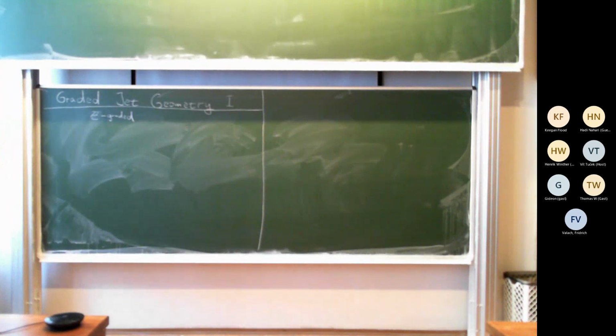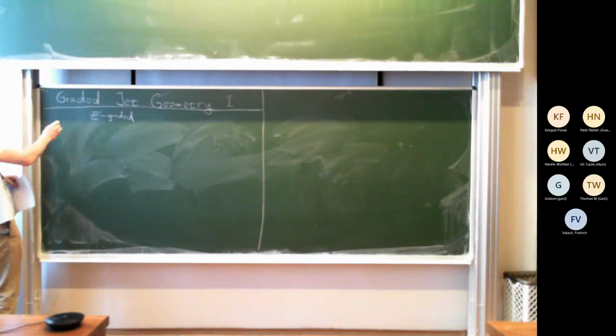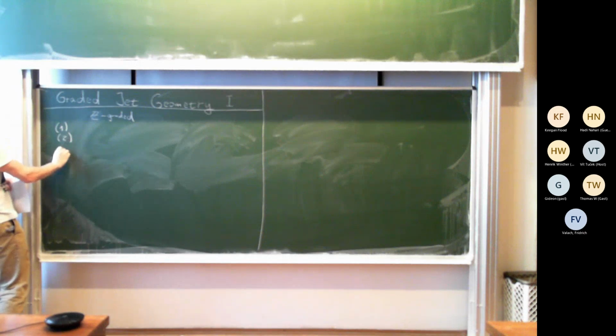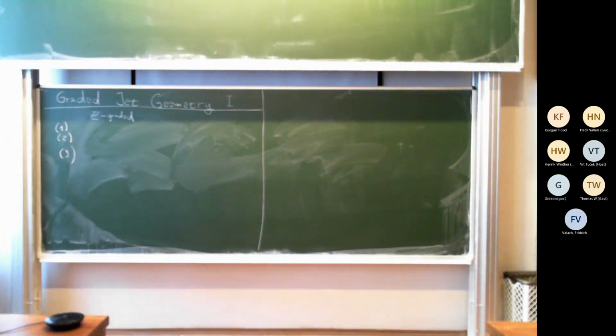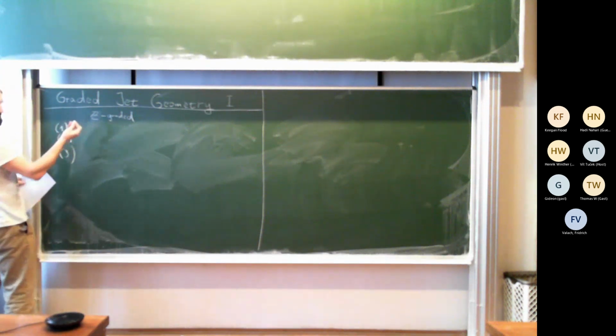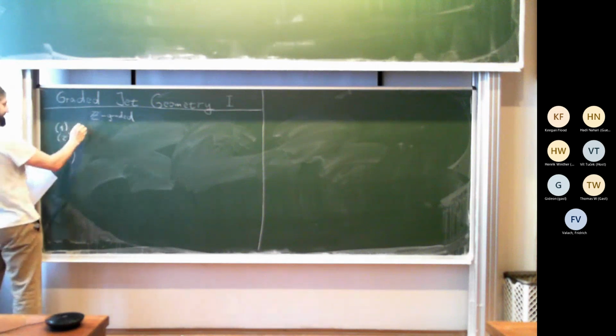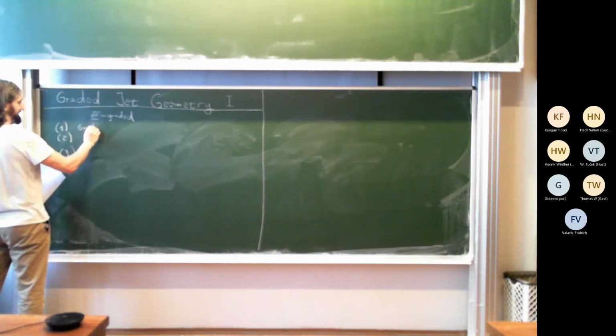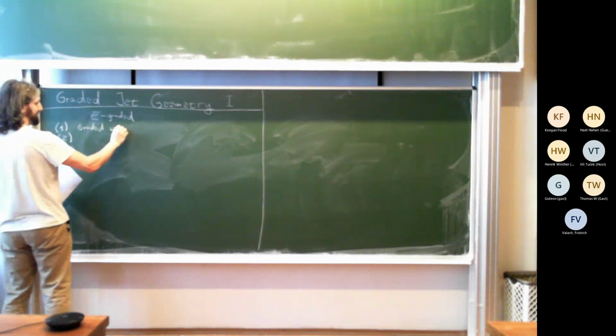I will roughly divide my talk into three parts. The first two, or 1.5 of them, should be presented today. My starting input for this construction is always a graded vector bundle. So I start with a graded vector bundle and then construct a jet bundle out of it. So I have to explain first what I mean by a graded vector bundle. The first part will be about what a graded vector bundle is.